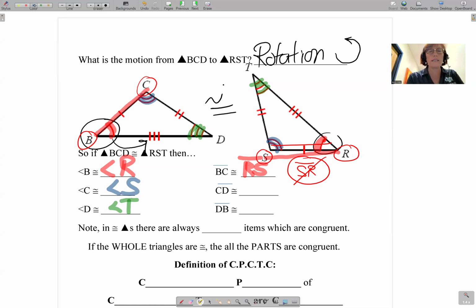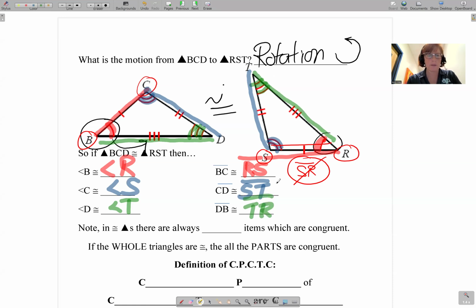Now we're going to do CD. Put your pencil on C. Go to D. We're going from double to triple. So we have to go double to triple. That would be ST. And then the last one, DB. Trace it. That's triple back to single. Trace it, triple back to single. That would be TR, segment.